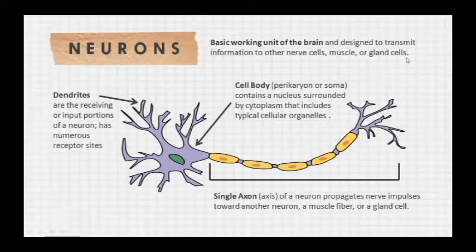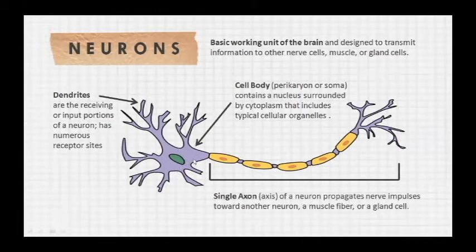So these are the parts of the neurons. We have here the dendrites, the bigger branch-looking parts. They are the receiving or input portions of a neuron and have numerous receptor sites. They are located on the head part of the neuron, which is attached to the cell body, also called the perikaryon or soma. It is called the cell body because it contains a nucleus that is surrounded by cytoplasm that also includes typical cellular organelles.